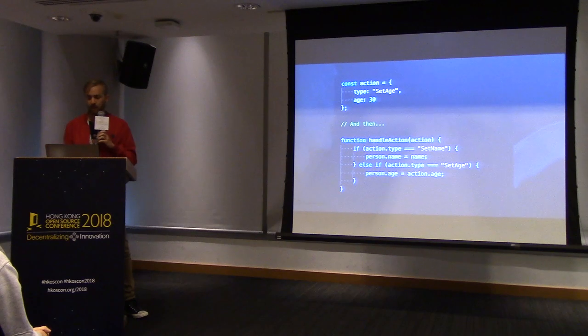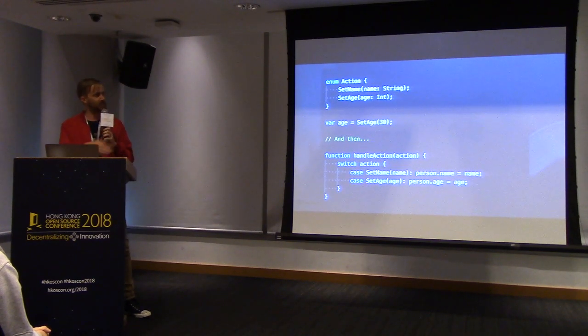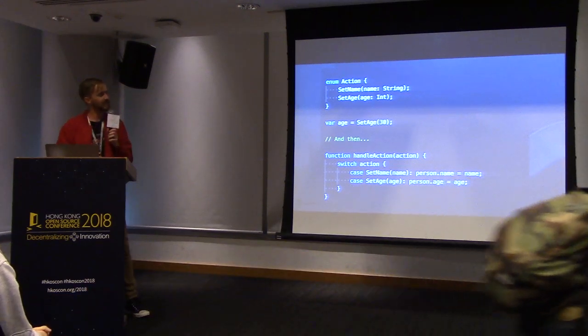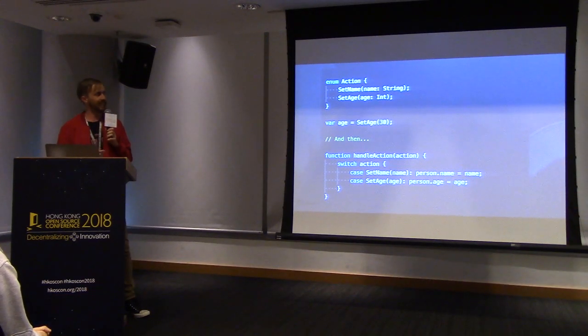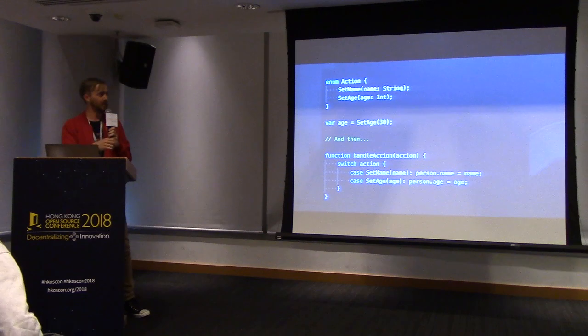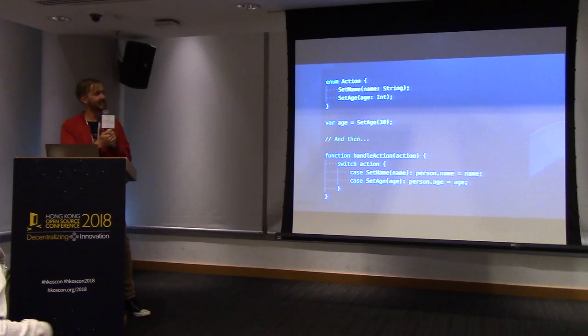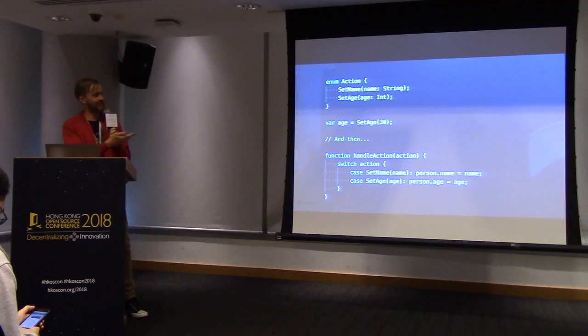If it's something else. The way you can do it in Haxe is using enums, which is an enumeration of a set number of things. So if we have our actions like set name, and that takes a name, or set age, and that takes an age, those become values that we can actually say. So instead of having an anonymous object with magical strings, we can actually say action equals set age, and it's got the things in there.